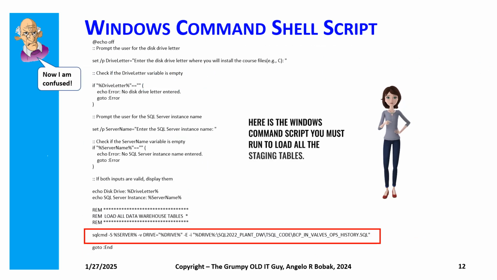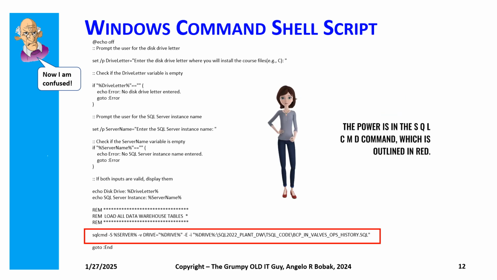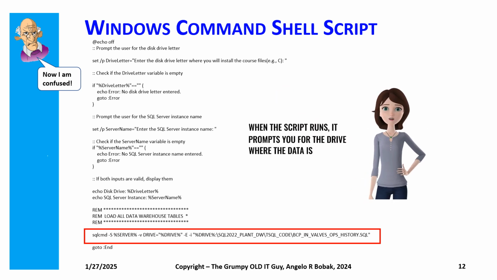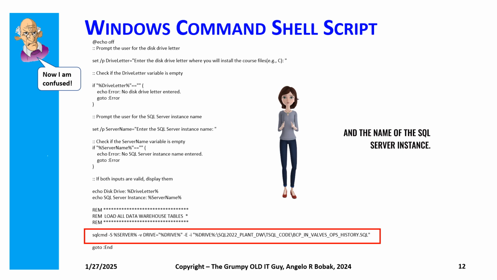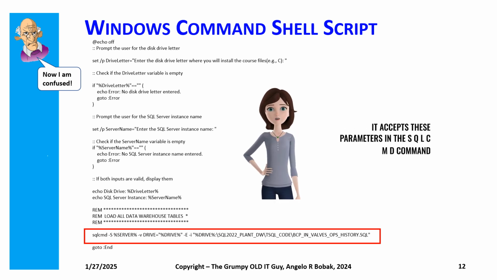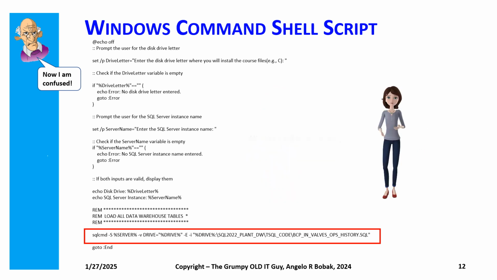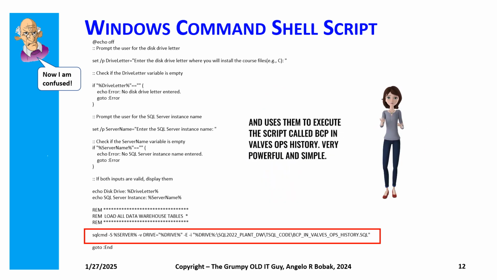Here is the Windows command script you must run to load all the staging tables. The power is in the SQLCMD command, which is outlined in red. When the script runs, it prompts you for the drive where the data is and the name of the SQL Server instance. It accepts these parameters in the SQLCMD command and uses them to execute the script called BCP in Valve Ops History. Very powerful and simple.